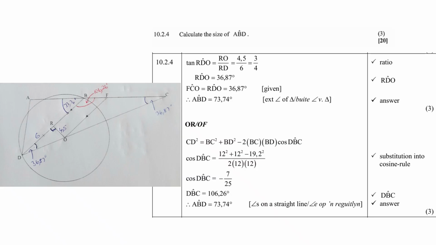But remember, where is cos negative? In the second quadrant, so therefore you must still say 180 degrees minus 73,74. Then you'll get angle DBC equals 106,26 degrees. But that is not the angle we're looking for. We're looking for the angle which is next to it, and they form a straight line, angles on a straight line. So I must again subtract 106,26 from 180, and it will give angle ABD equals 73,74.